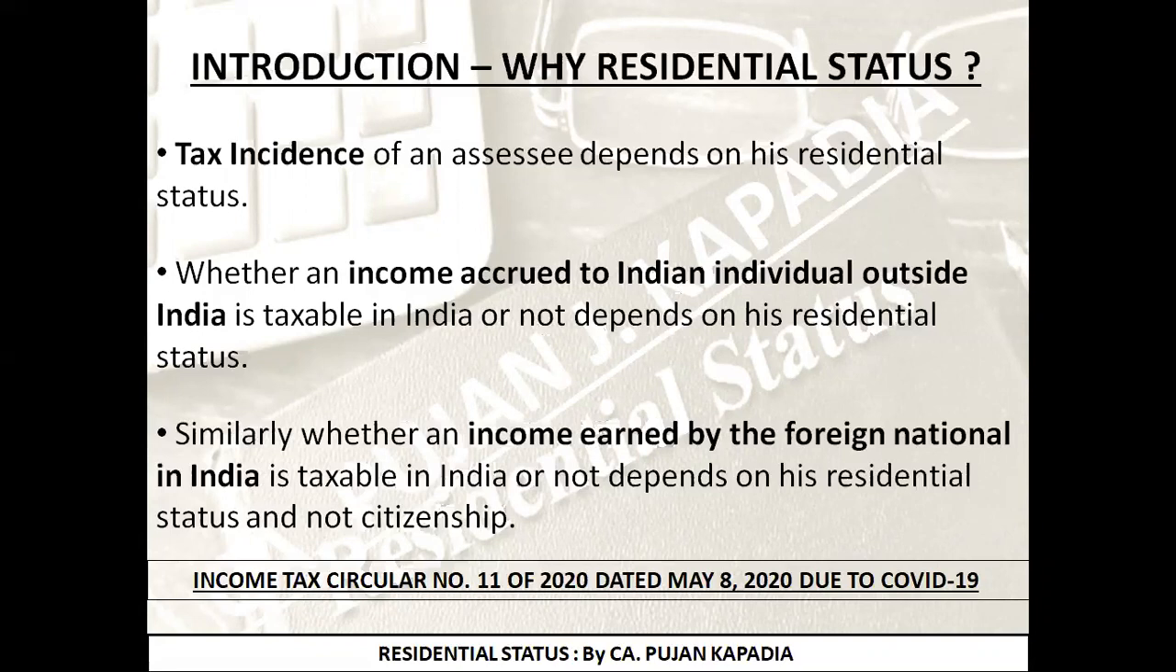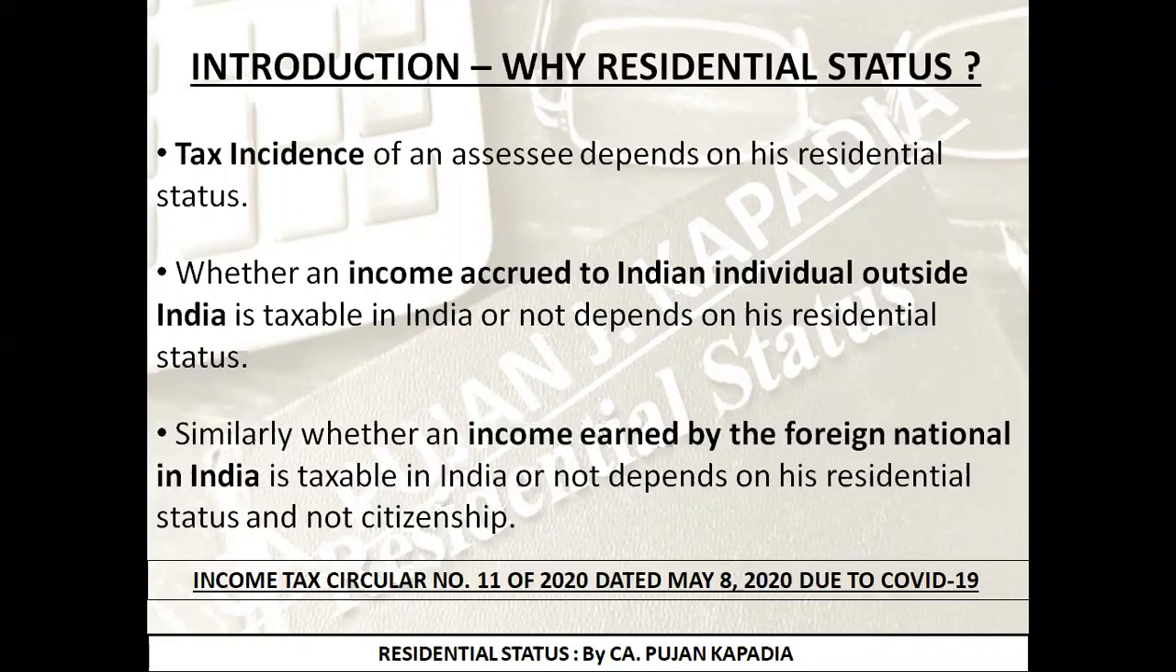So my main objective is to study the tax incidence of an assessee. If I am a resident, then which incomes are going to be taxable to me in India, and which incomes are not taxable to me in India. Similarly, if I am a non-resident, then which incomes are going to be taxable and which are not. So we are basically going to study this part. As a result, it becomes necessary, firstly, to determine whether a person is resident or non-resident. My objective is to study the tax incidence, which basically means whether that income is going to be taxable in my hands or not.